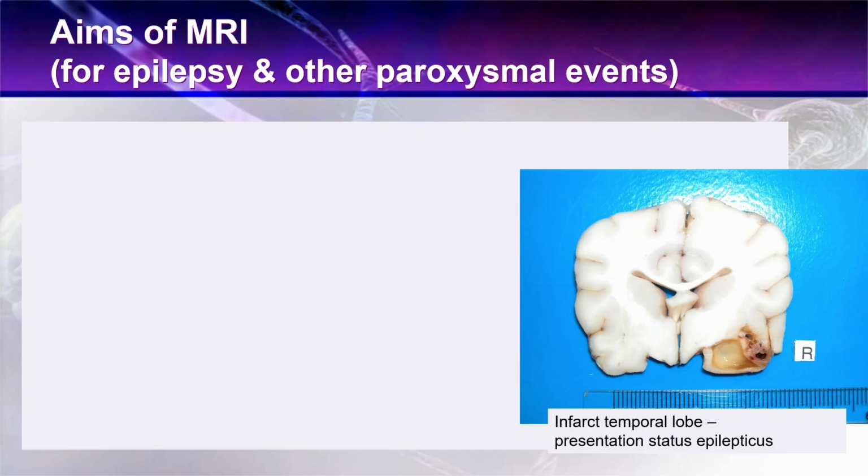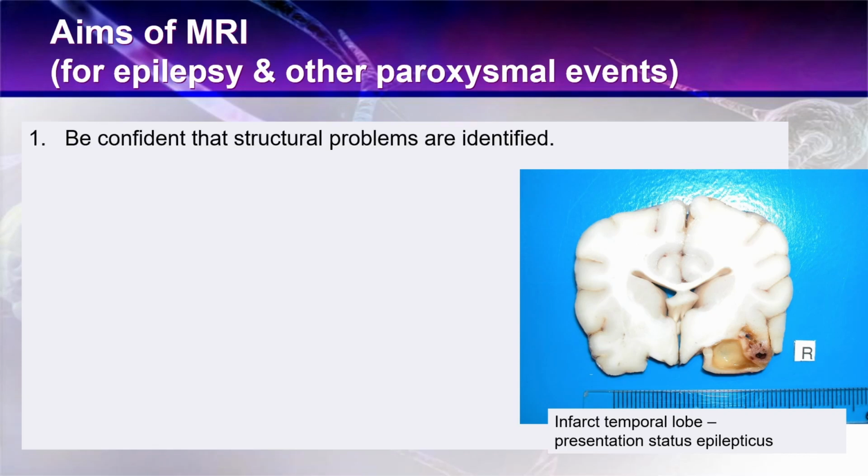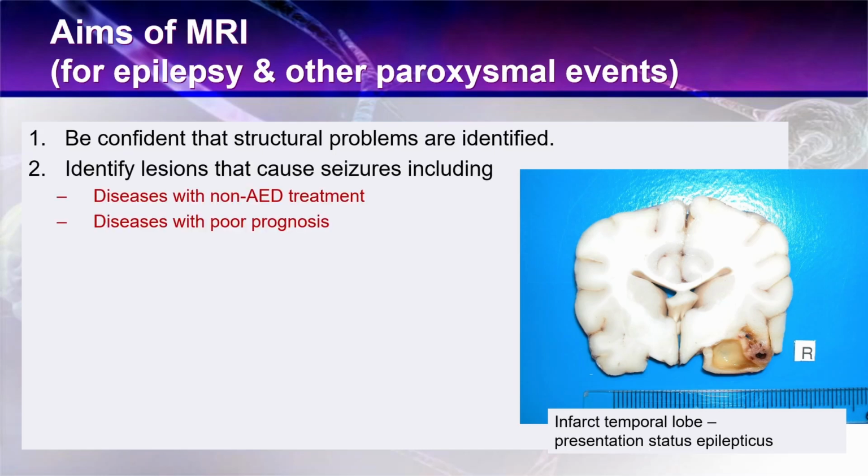So our aims of MRI for epilepsy and other paroxysmal events is to be confident that the structural problems are identified, to identify lesions that cause seizures, including those diseases that may be managed without anti-epilepsy drugs. So, for example, tumours, or diseases with a poor prognosis.